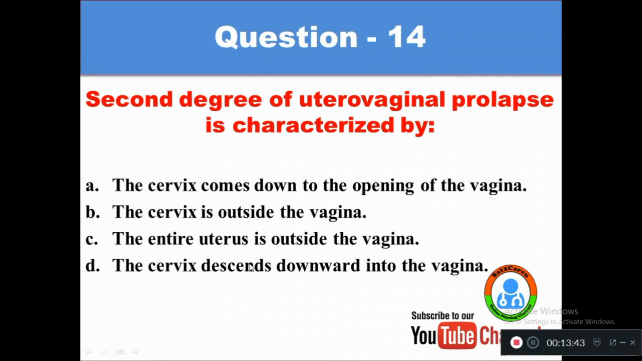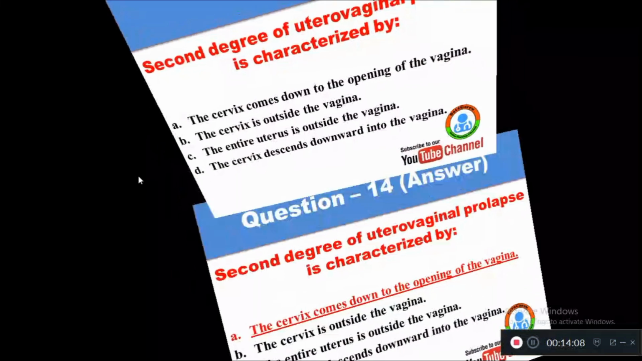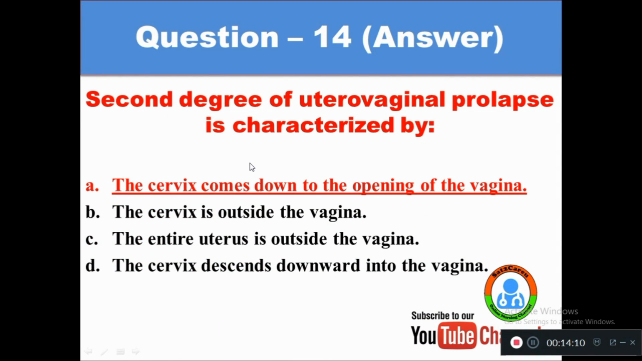Question number 14. Second degree of uterovaginal prolapse is characterized by option A, the cervix comes down to the opening of the vagina; B, the cervix is outside the vagina; C, the entire uterus is outside the vagina; and D, the cervix descends down into the vagina. The right answer is option A. The cervix comes down to the opening of the vagina.